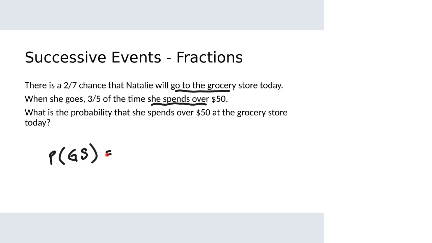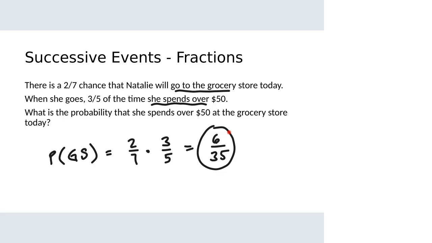Well, the probability she goes to the grocery store is 2/7. The probability she spends over 50 is 3/5, and we'll multiply those together to get the compound probability that she's going to spend over 50 at the grocery store today. Numerator, 2 times 3 is 6. Denominator, 7 times 5 is 35. And so the probability that she's going to spend over 50 at the grocery store today is 6 out of 35.